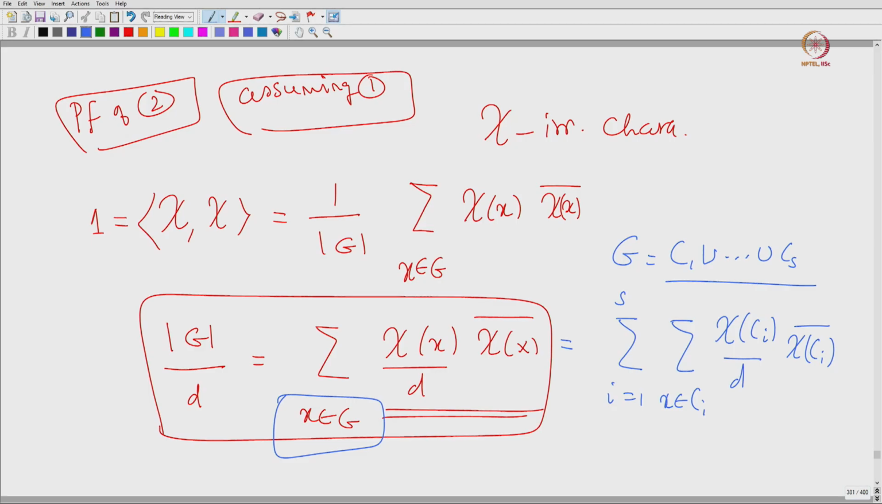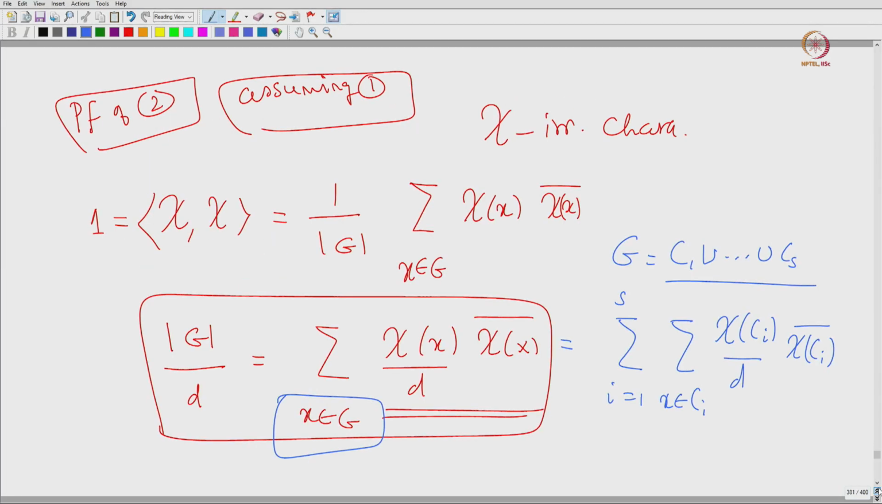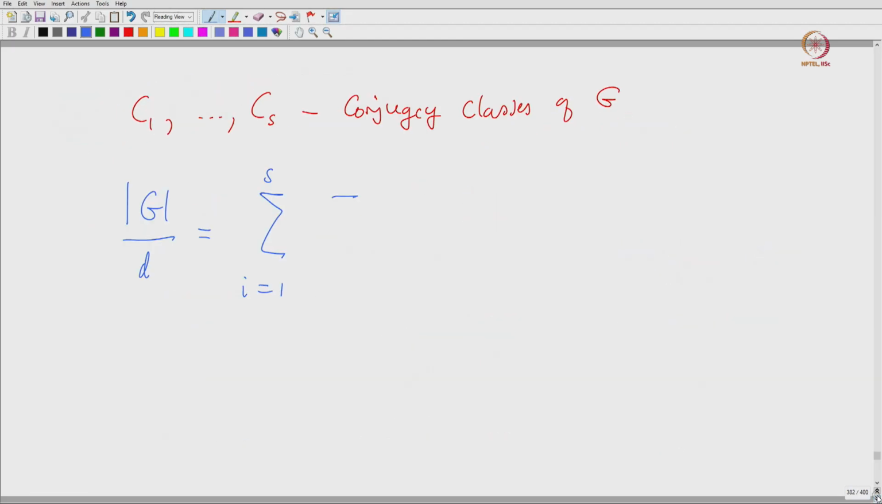Now this implies that the cardinality of G divided by D is exactly equal to the summation over i from 1 to s again. All these values are constants, where x is running over C i. Now we can take h i to be the cardinality of C i.